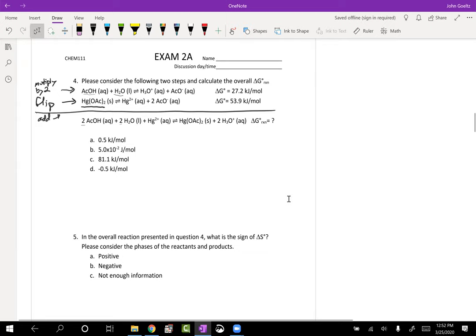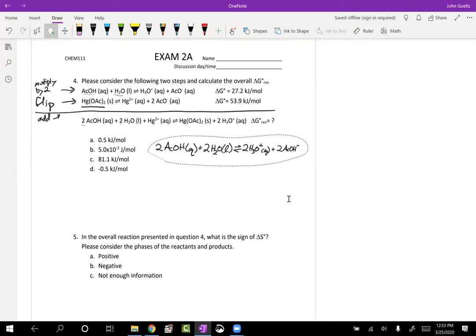So let's see here. I multiply the first one by two, and I get two ACOHs plus two waters, still liquid. It's an equilibrium with two H3O plus, two ACOH minus. How can I do this? Will this work? No, that won't work. This will work. Okay. I'm trying to make myself some more space here.